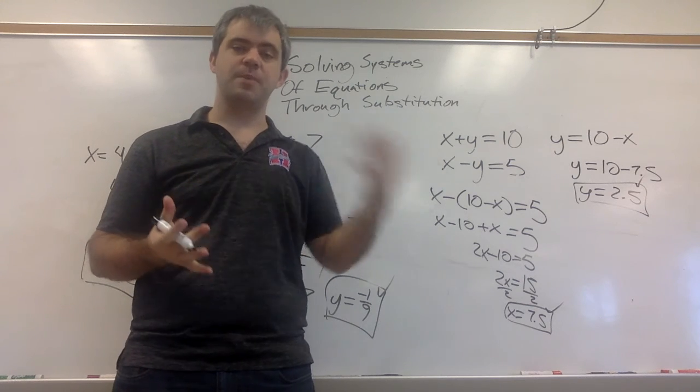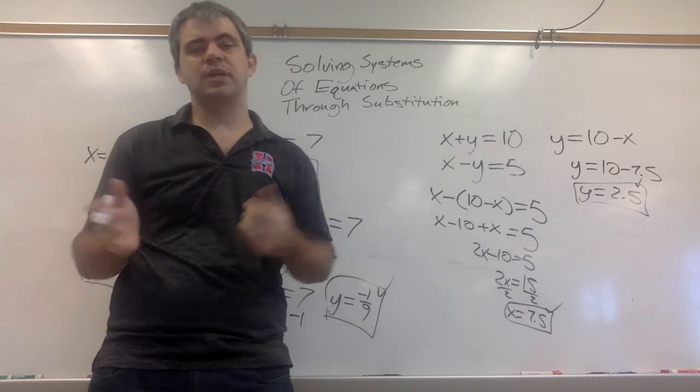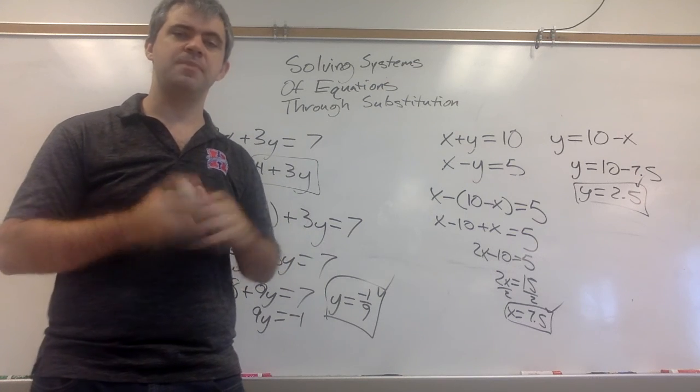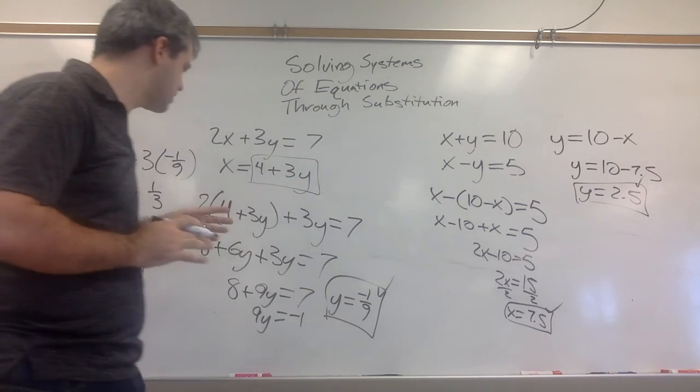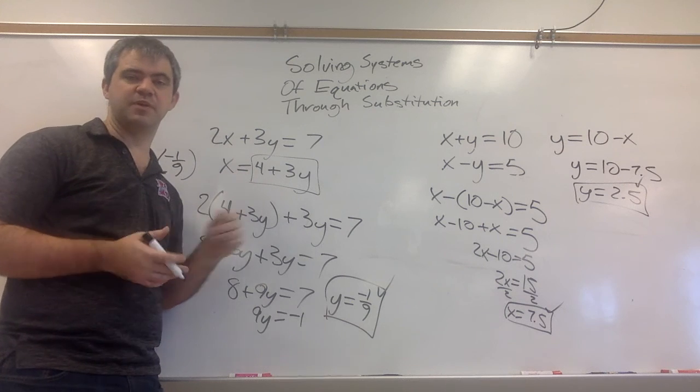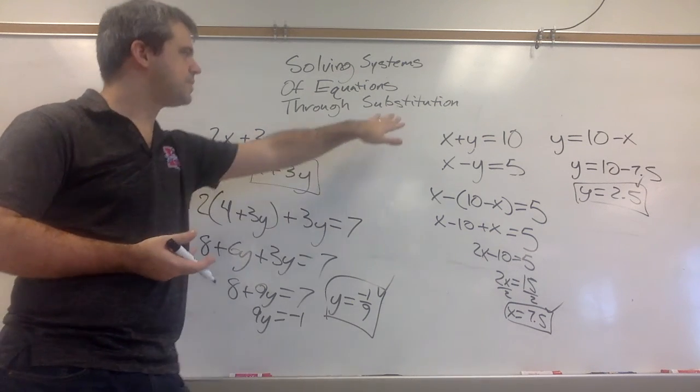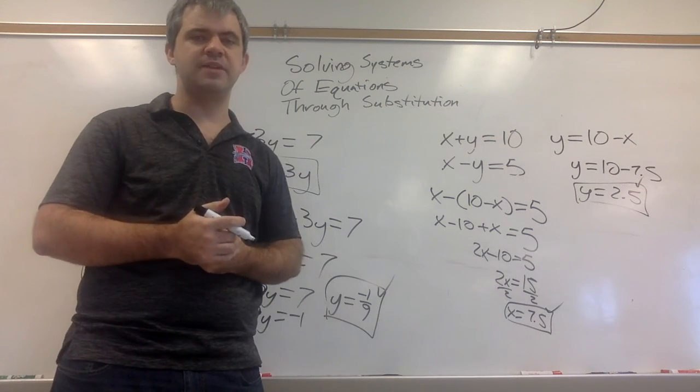Now, I'm going to show you some other ways of doing it. It doesn't really matter which way you solve it, but this method is probably the easiest one when you already have a variable that's isolated. That's when substitution really is probably the easiest way to go about it.